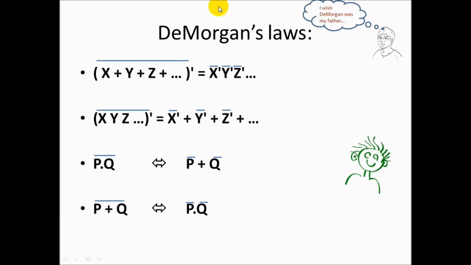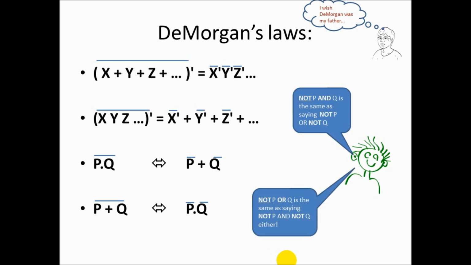But if we had first of all used the De Morgan law, we would have found the process of creating a truth table and the output a lot simpler. That's referring to the Boolean expression worksheet from Caboodle that we were all trying on the Monday. So not P and Q is the same as saying not P or not Q. And not P or Q is the same as saying not P and not Q either.